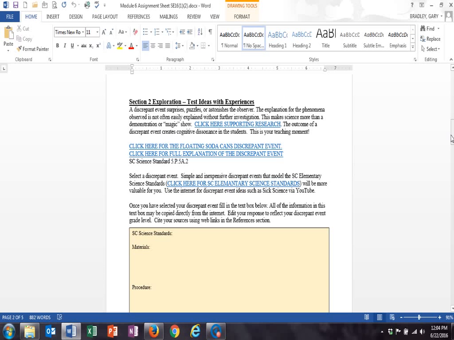I think it's just fascinating, this experiment, to put in a can of regular Coke and Diet Coke, same size, same volume, but one sinks and one floats. So it's a really interesting thing to do with your students. It really surprises them that one will sink and one will float.